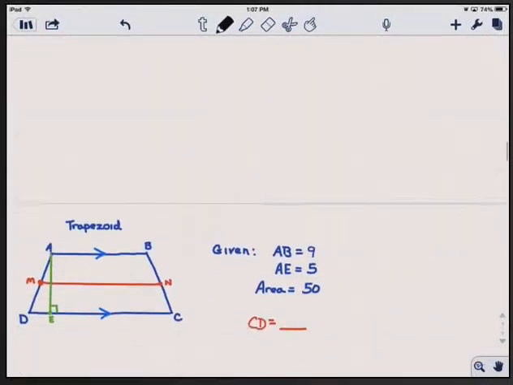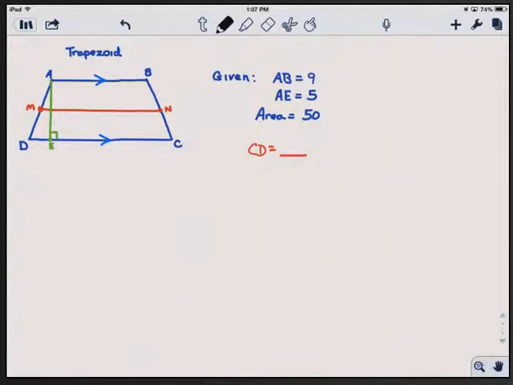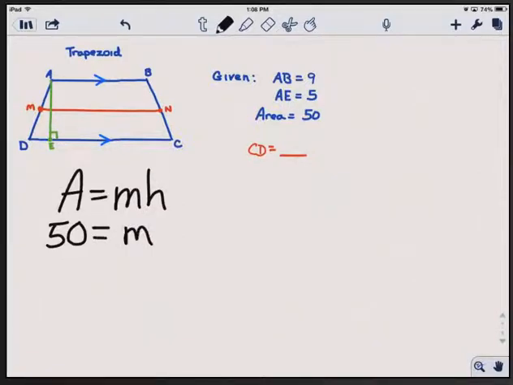Next problem. We'll start by writing down the formula again. And I really encourage you to write down the formula every single time, whether it's this formula or the other one. So we have the area, 50, equals the median, which we don't know, times the height, which is 5. So even though m is not the answer to the question, it's going to help us find the answer. We divide each side by 5 and we find the median is equal to 10.